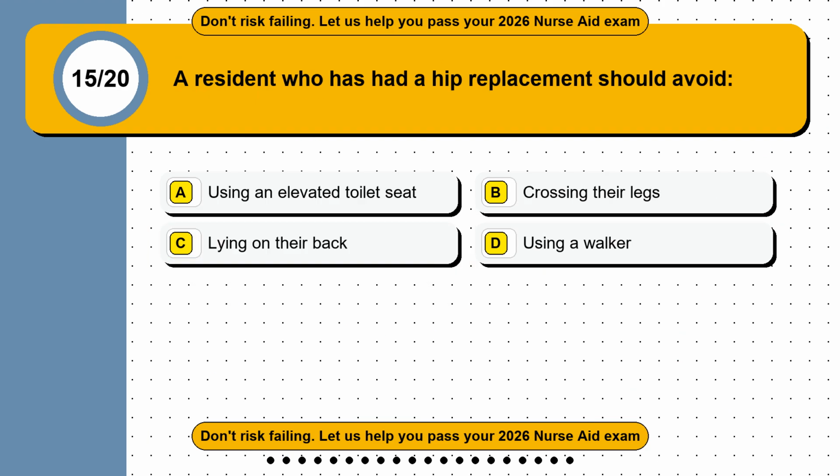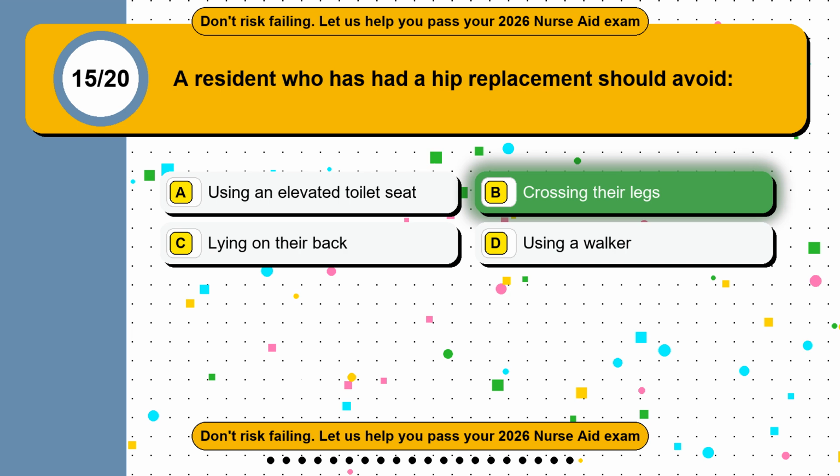Question 15. A resident who has had a hip replacement should avoid: Option A, using an elevated toilet seat. Option B, crossing their legs. Option C, lying on their back. Option D, using a walker. The correct answer is option B, crossing their legs.